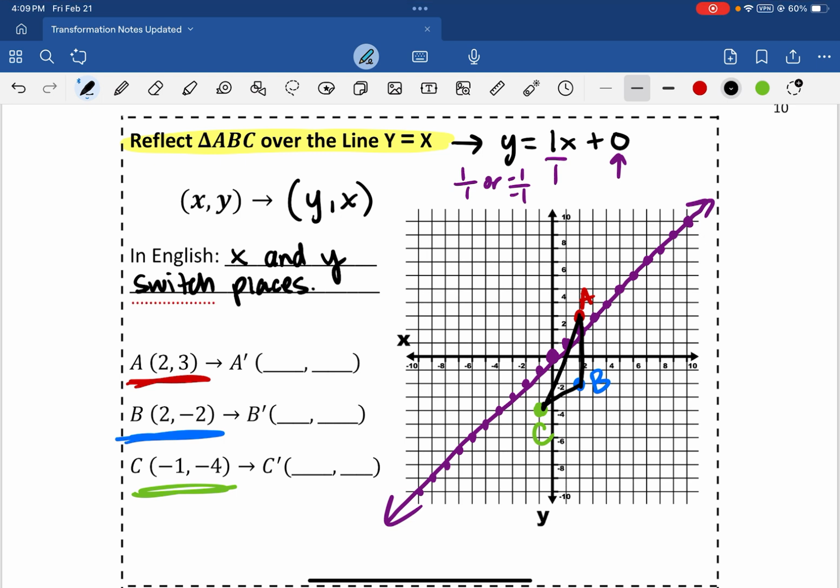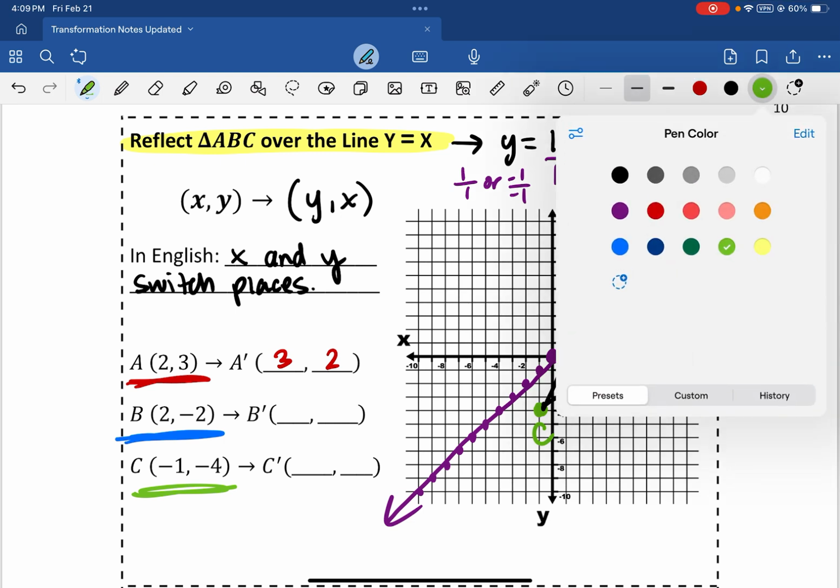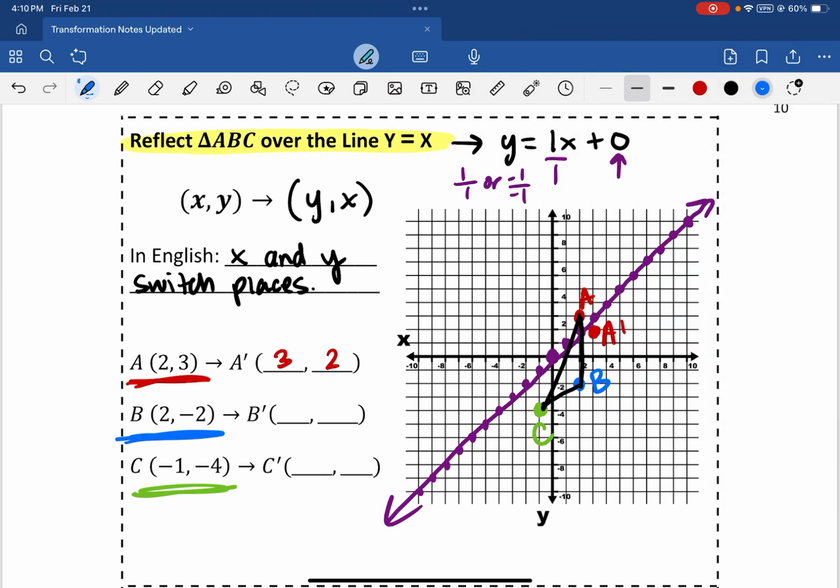Okay, so let's look at A, for example. A is (2, 3), so A prime is going to be (3, 2), because I switched the x and y. Let's go plot that. I go to the right 3, up 2, plot that point, and that is A prime. Now let's do B, which is (2, -2). I'm going to switch my x and y. So B prime is (-2, 2). And let's go plot that. I start in the middle. I go left 2 and up 2. Put a point, and that is B prime.